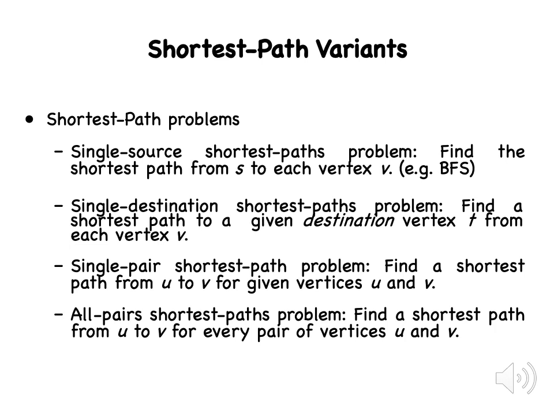The next variant is the single pair shortest path problem. Find the shortest path from U to V for a given vertex U and V. And the last one is the all pairs shortest path problem. Find the shortest path from U to V for every pair of vertices U and V. So what's the difference between the third one and the fourth one? In the third one, there is only one pair given. In the fourth one, the shortest paths between all the pairs have to be calculated.